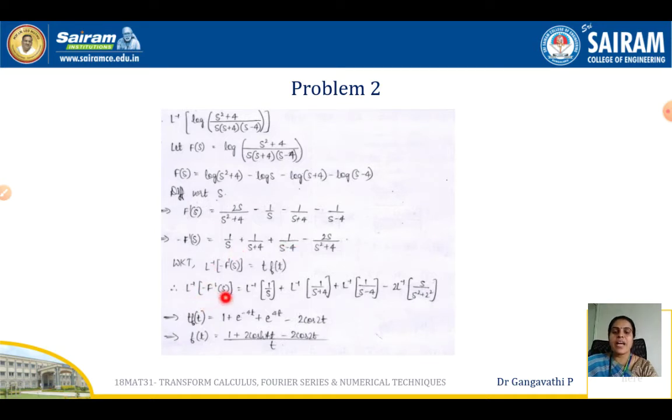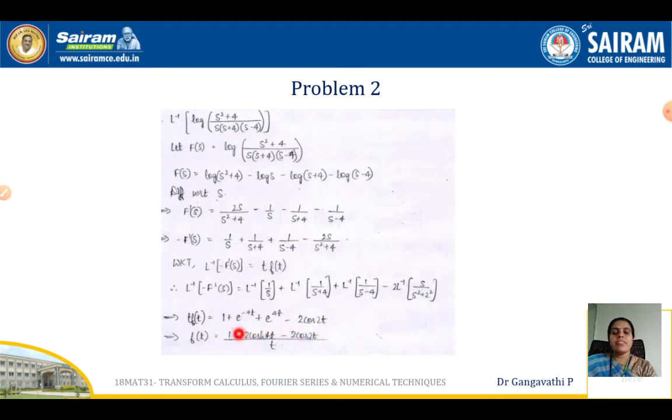So L inverse of f dash of s is equal to L inverse of the first term, second term, third term, and fourth term. Wherever it is possible to take out the constant terms, you can keep them outside. Now L inverse of minus f dash of s is t into f of t. So write down here t into f of t. L inverse of 1 by s is 1. L inverse of 1 by s plus 4 is e to the power of minus 4t. L inverse of 1 by s minus 4 is e to the power of 4t. And 2 is there as it is. And L inverse of s by s square plus 2 square is cos 2t.